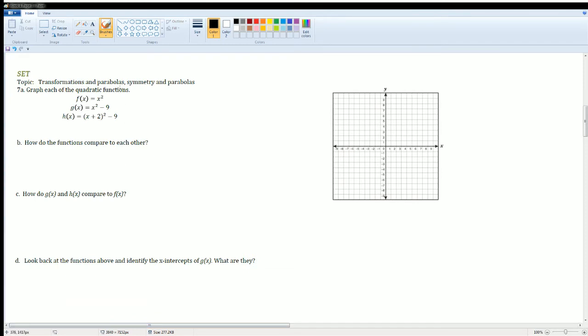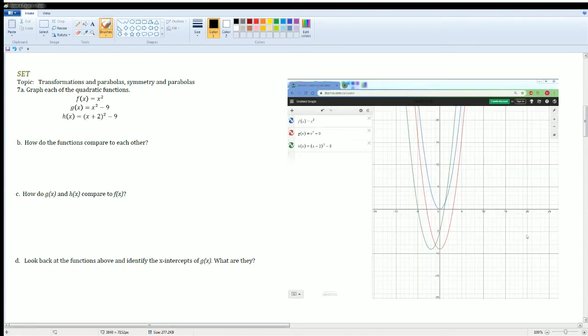Graph each one of these quadratic functions. How do these functions compare? I'm just going to graph these and pull it into Desmos. I just finished graphing it on Desmos for you. The first one, f of x, is going to be in blue. The g of x, which is in red, and green is going to be the h of x. Okay, these are the 3 ones.